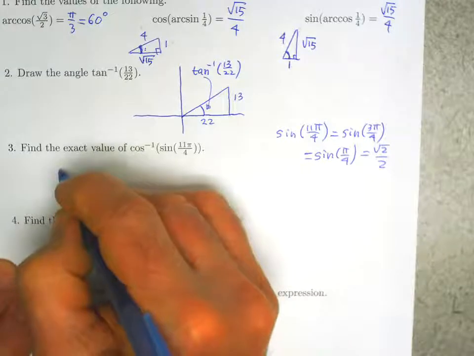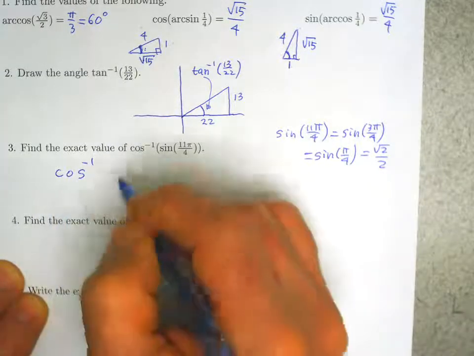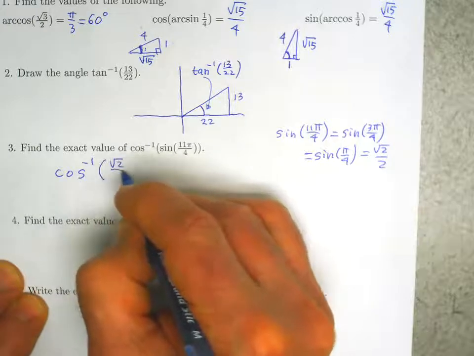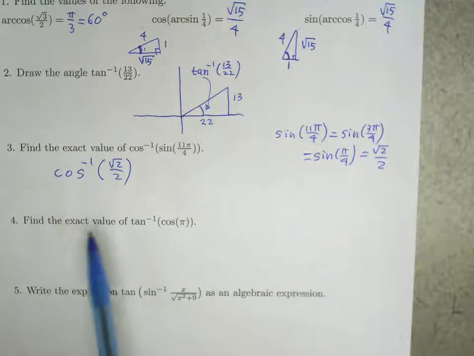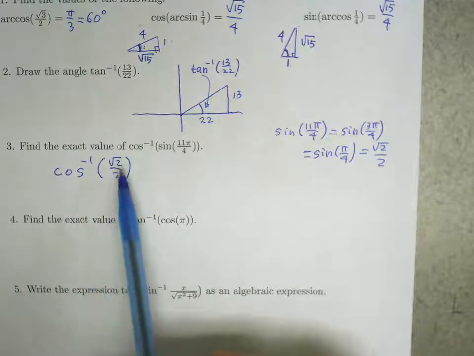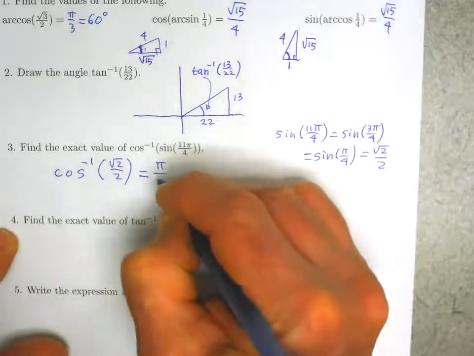So now we want to find the inverse cosine of the square root of 2 over 2. So the angle whose cosine is the square root of 2 over 2 is pi over 4.